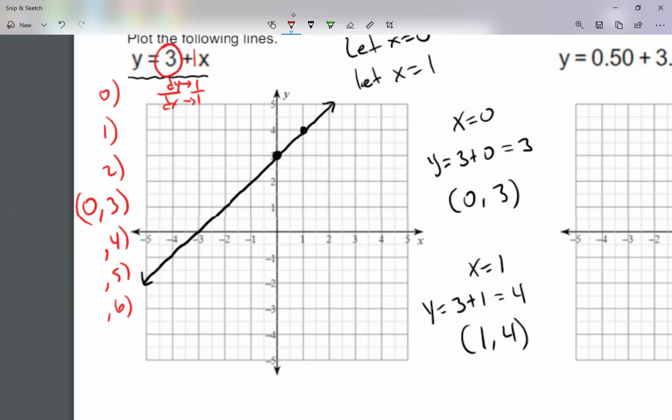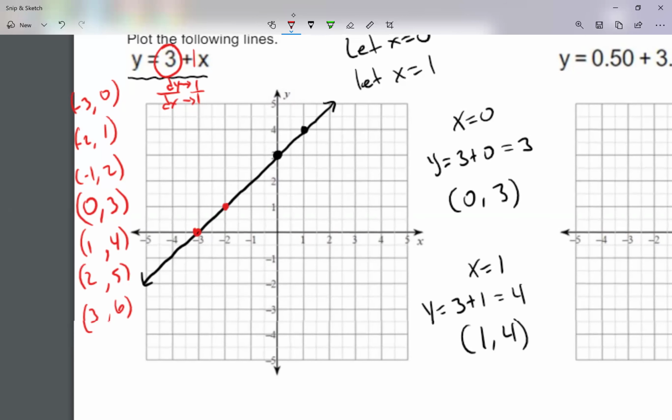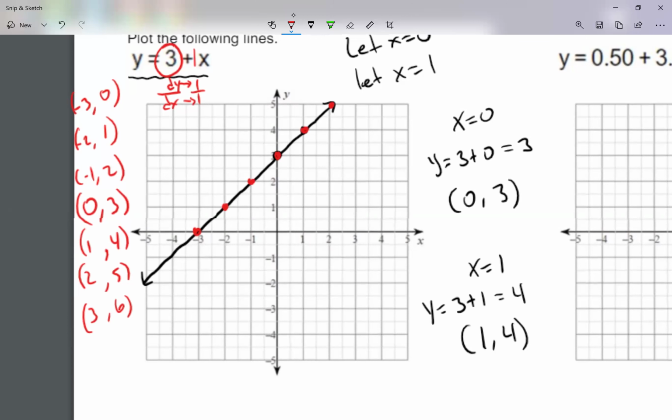Now my difference of x is also 1. That's another way we could have drawn this. Starting from x, add 1: 1, 2, 3. Go the other way, subtract 1: negative 1, negative 2, negative 3. Guess what? That gave me a bunch of points: (-3, 0), (-2, 1), (-1, 2), (0, 3), (1, 4), (2, 5), and then (3, 6), which is not on the graph. Notice how I came out with a bunch of points. We could have done that as well.